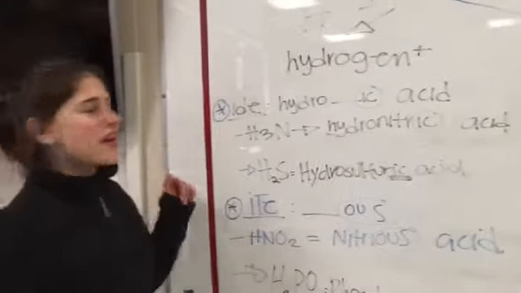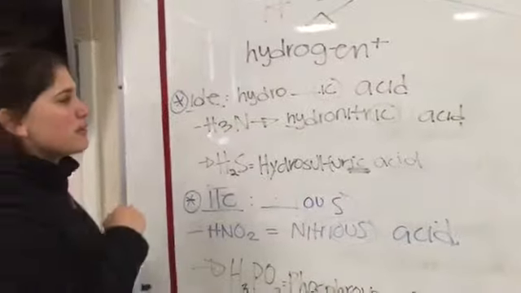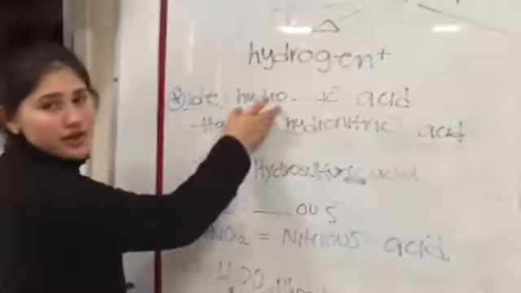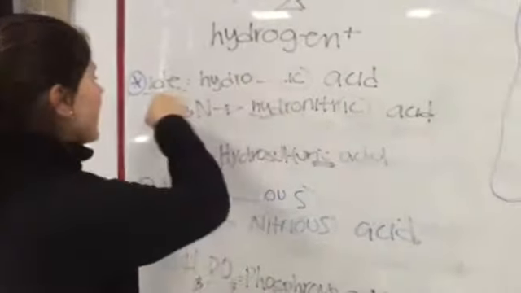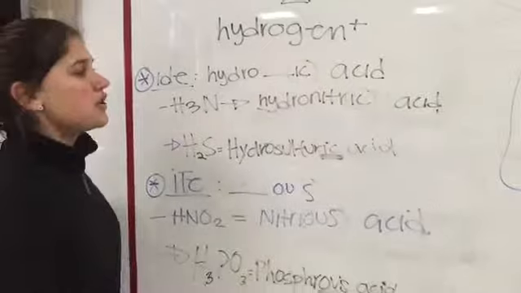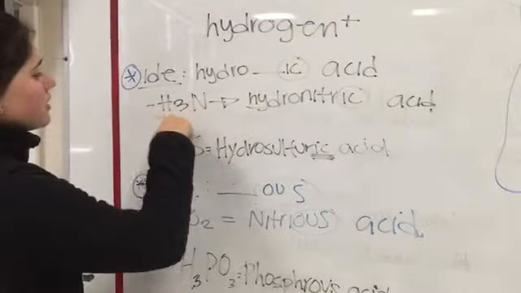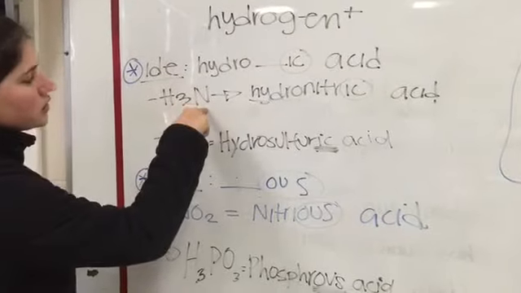The first rule for acids is that for all the elements on the periodic table ending in -ide, the ones in here, you add hydro at the beginning, change the -ide to -ic, and then add acid. Like here, nitrogen: here is hydrogen and nitrogen.